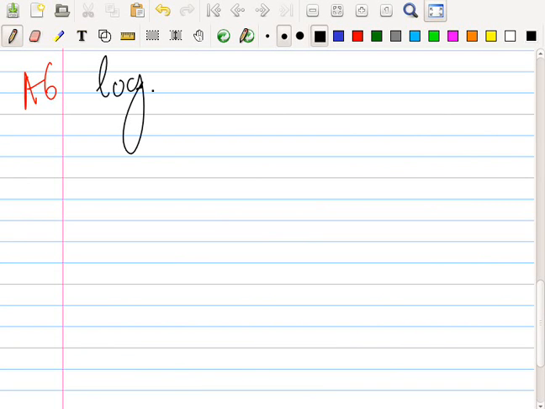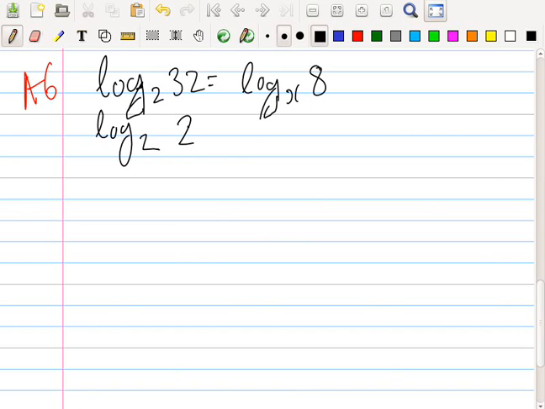Log 2 32 equals log x 8. Right, why is my G so big? So here, if you want, you can change this into log 2. And what's 32? It's 2, 4, 8, 16, 2 power 5. Now what can I do with the 5? I can bring it down, yeah. What's log 2 2? 1. So I get 5 equals log x 8.